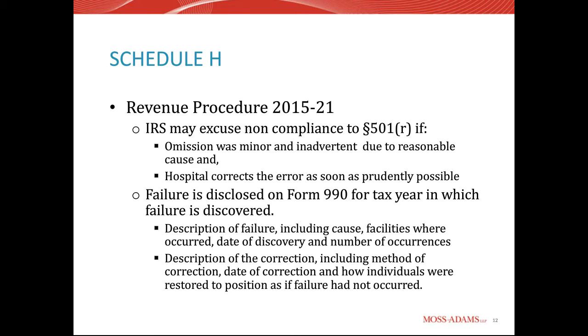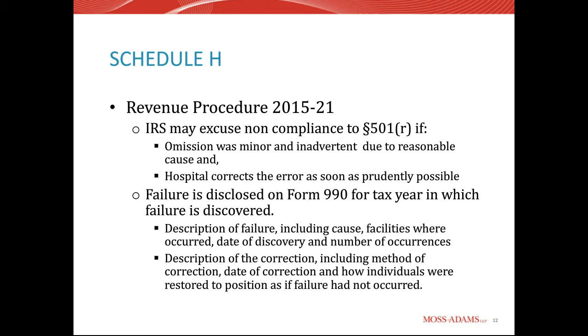And these will be, or can be, excused if they are corrected and disclosed on the Form Schedule H, Part 6 in the supplemental information. The information that needs to be disclosed if the organization does determine that they have incurred one of these failures is they need to describe the failure, including what caused it, the facilities that it actually occurred in, the date that it was discovered, and if possible, the number of occurrences.